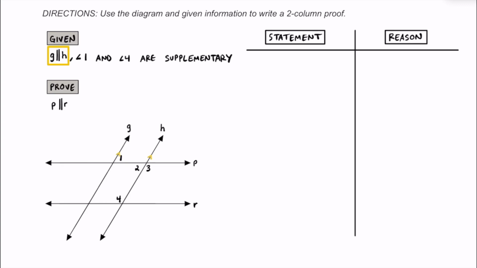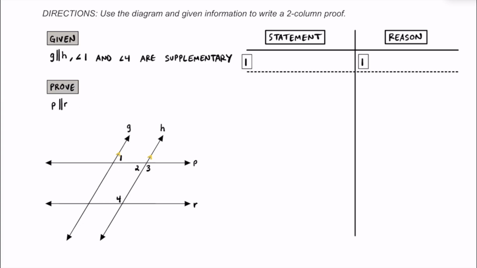So we're told that lines G and H are parallel, which are these two lines over here. The other thing that we're given is that angle 1 and angle 4 are supplementary angles, which are these two angle measures. Let's see if we can figure out why they gave us these specific bits of information to prove that line P is going to be parallel to line R.